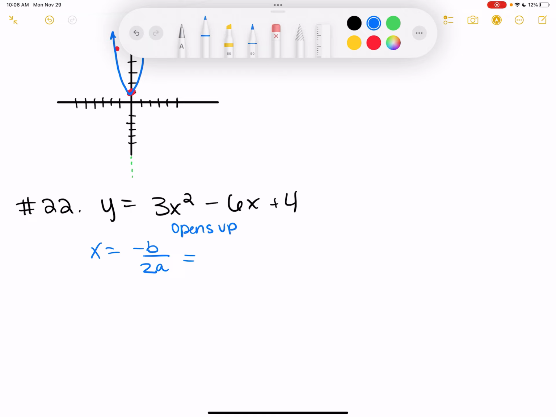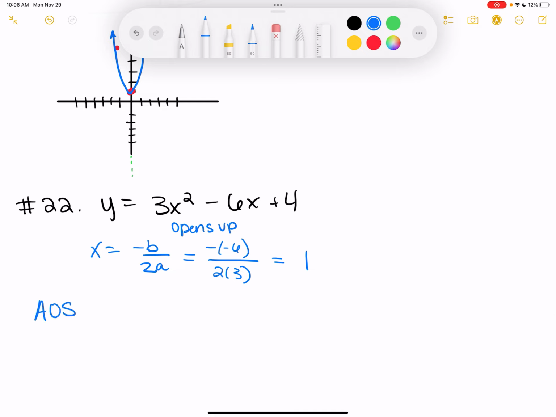So negative times negative 6 over 2 times 3. So that's going to be positive 6 over 6. So that's just 1. At least they made it easy. So axis of symmetry is at x is equal to 1.